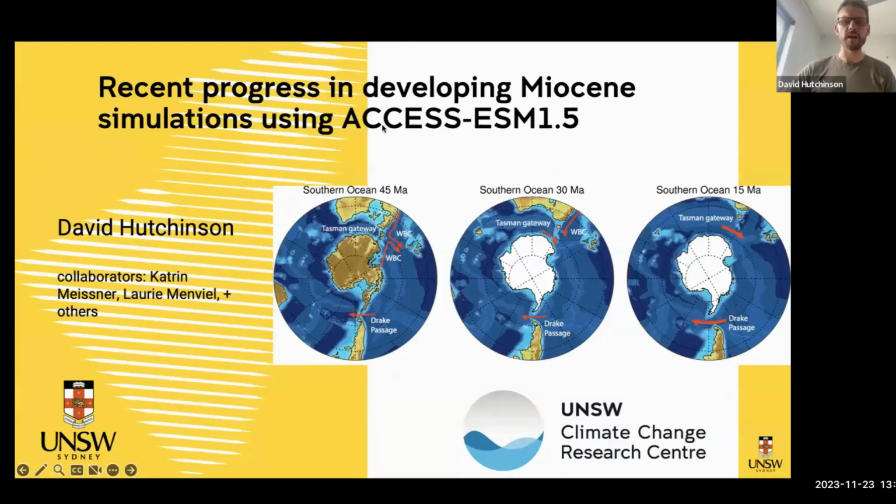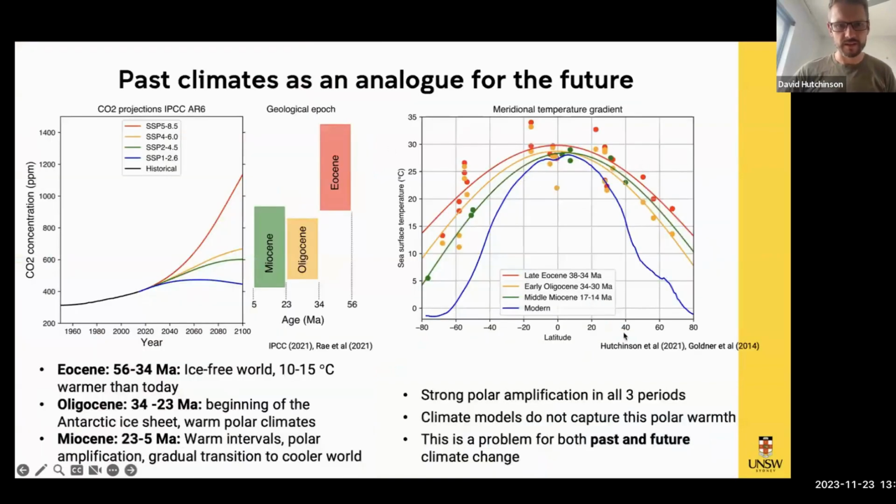So, very quick update. I think you guys are familiar with the background of what I'm trying to do. I'm trying to model the Miocene using ACCESS-ESM 1.5, and you've heard a little bit about what's gone on in the past. I will just skim through the start here, which is to say that the Miocene is important because it may well resemble the future, right? CO2 is going up by a long way.